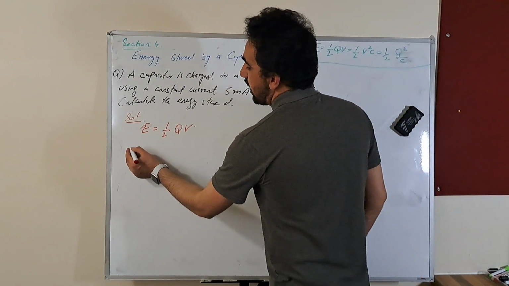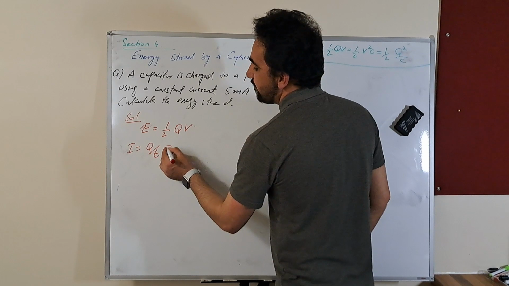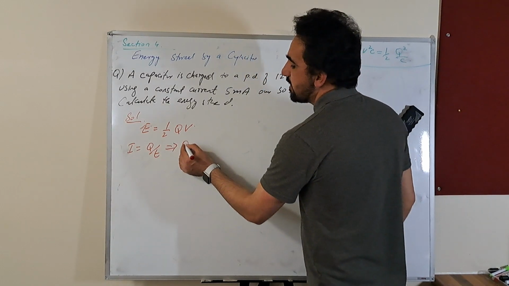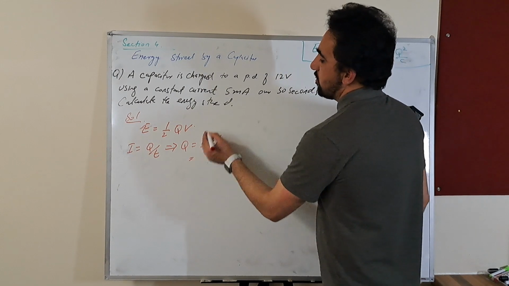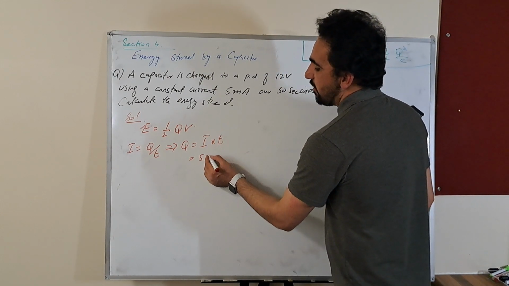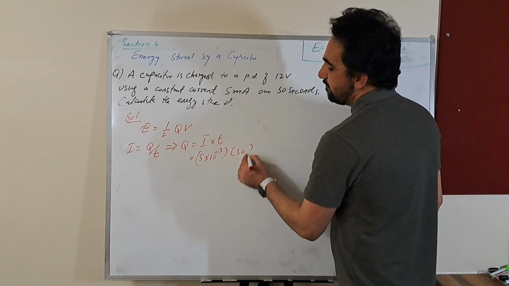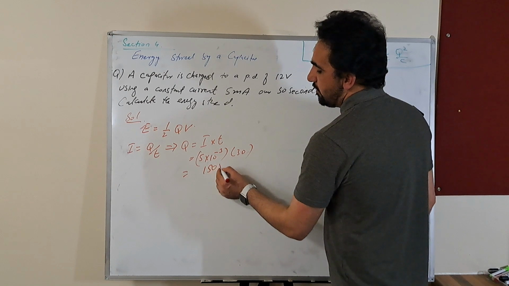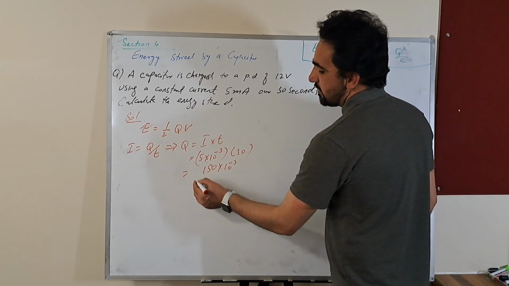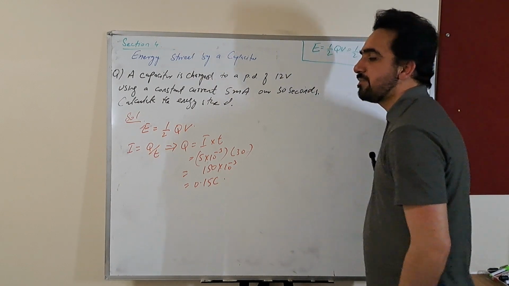We know current I is equal to Q divided by T, which implies that Q is equal to current I multiplied by time. So current is 5 milliamps, 5 into 10 to the power minus 3, and time is 30, which is 150 into 10 to the power minus 3, or 0.15 coulomb charge.